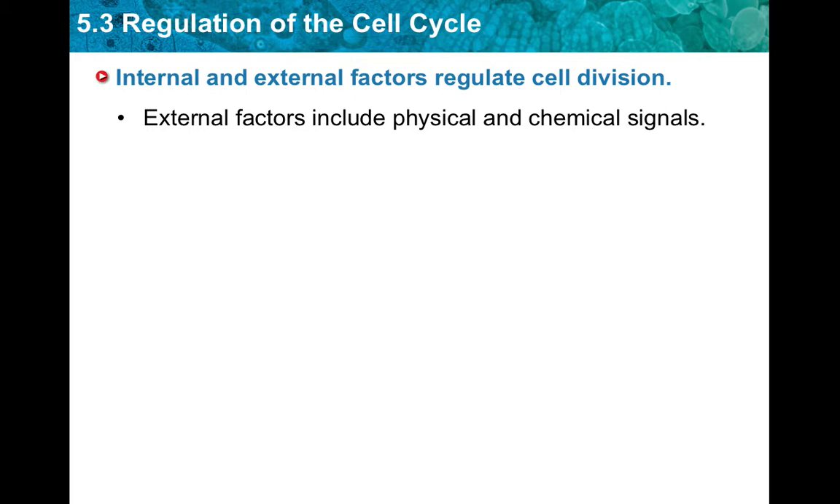An example of an external factor is cell-to-cell contact. Once cells touch, they cannot divide anymore, for some reason. Many cells release chemical signals to tell others to grow or how to react.